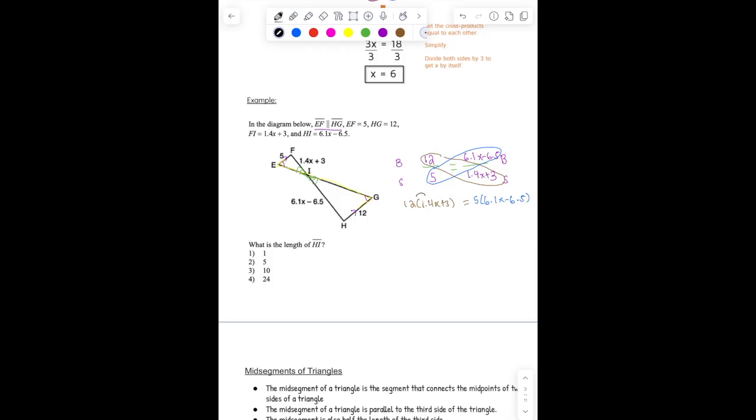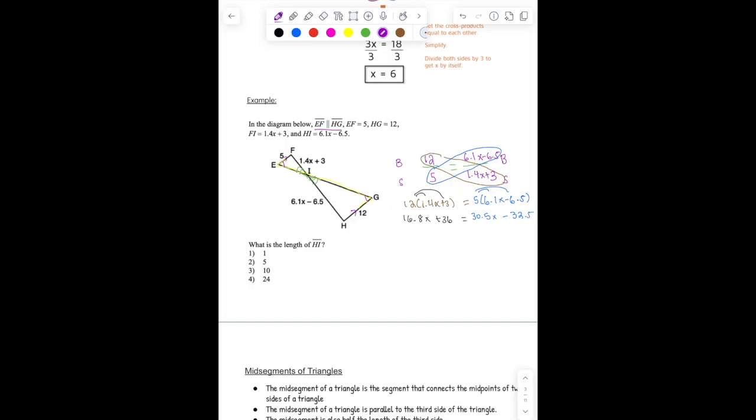Now I'm going to distribute. So 12 times 1.4 is 16.8. And 12 times 3 is 36. And then we have 5 times 6.1. And that is 30.5. And then 5 times 6.5. And that's 32.5.